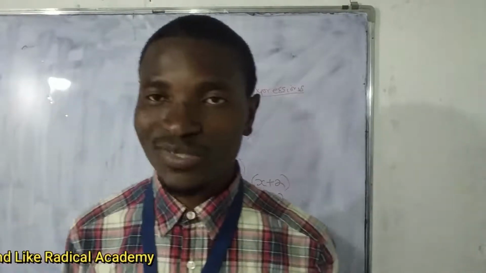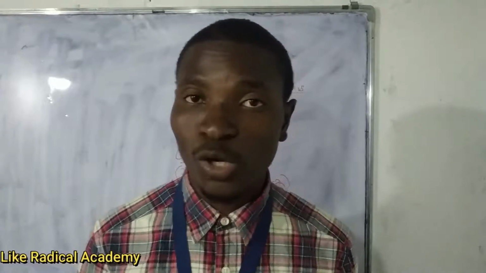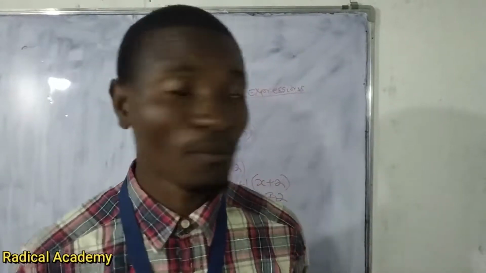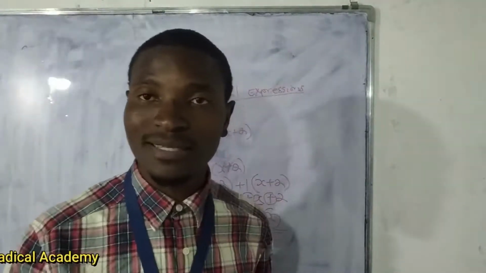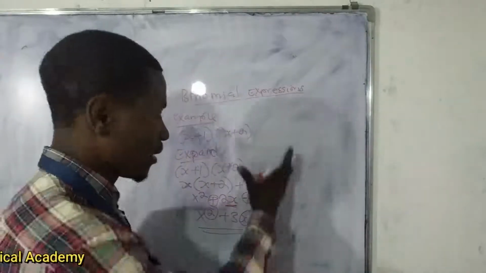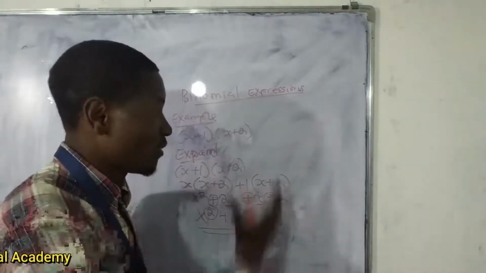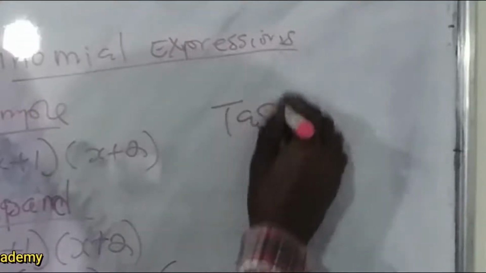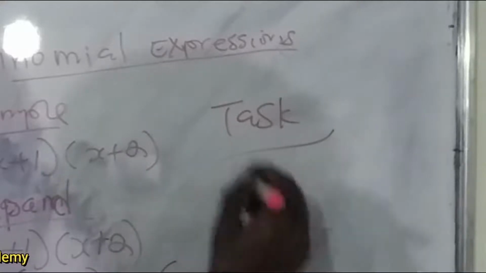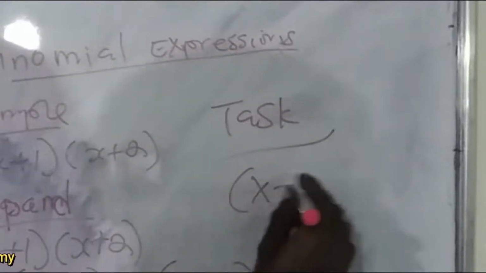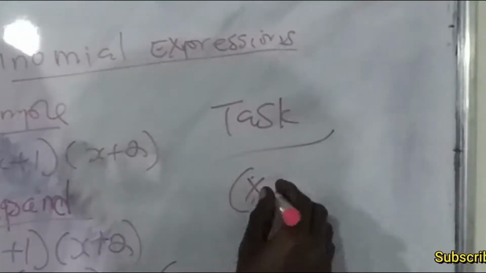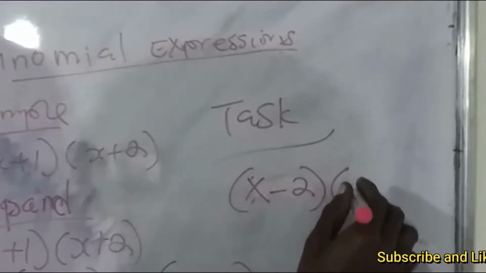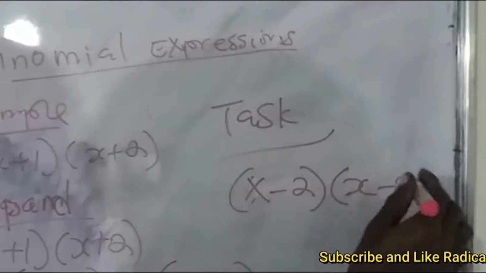So that was about the binomial. I'm sure you can keep on practicing this. You can check out the past papers from ECZ so you can apply the skills that you have learned. Maybe you can solve this one. I can have another binomial, where I have open bracket x minus 2, open bracket x minus 3.